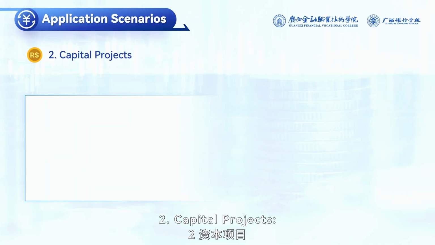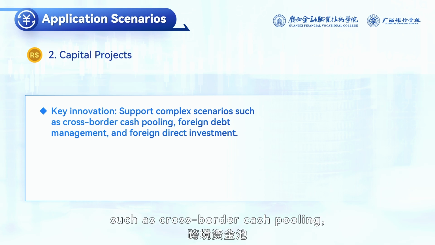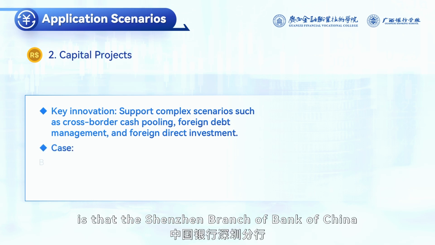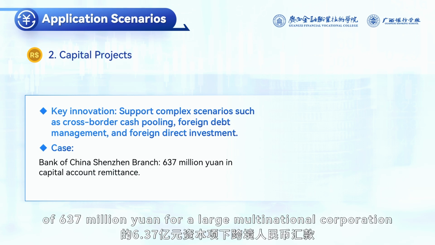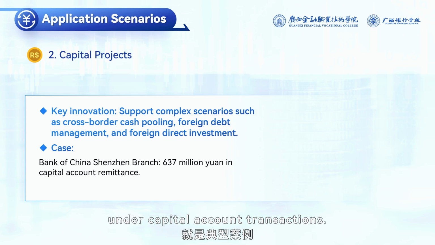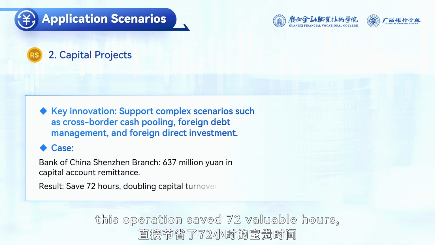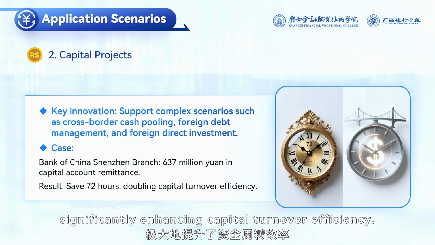2. Capital projects. Its key innovation lies in supporting complex scenarios such as cross-border cash pooling, foreign debt management, and foreign direct investment. A prime example earlier mentioned is that the Shenzhen branch of Bank of China processed a cross-border RMB capital transfer of 637 million yuan for a large multinational corporation under capital account transactions. Compared to traditional systems, this operation saved 72 valuable hours, significantly enhancing capital turnover efficiency.